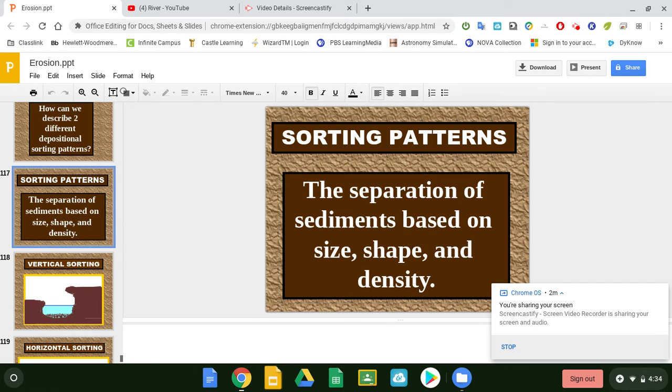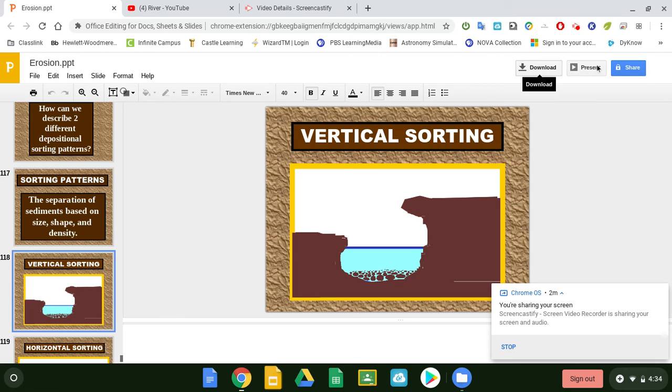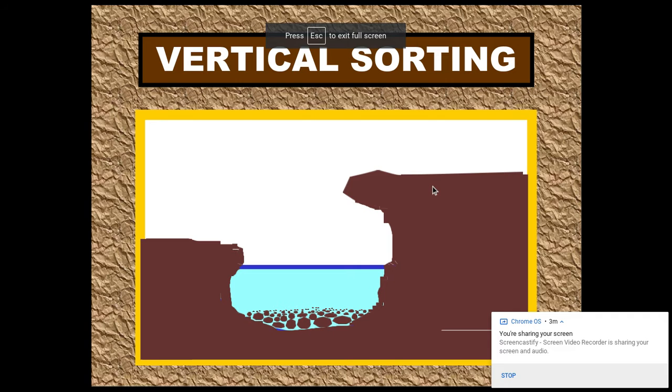Sorting pattern. So a sorting pattern is the separation of sediment based on size, shape, and density. We know what sorting is at this point. So this is vertical sorting. What takes place is these particles fall into the water, and then the water will actually separate them. So the larger particles will fall first, and the smaller particles end up above it.